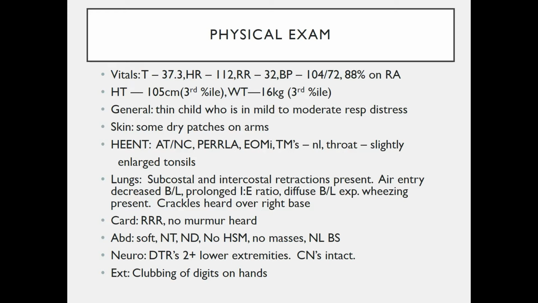Cardiac is regular rate and rhythm with no murmurs. Abdomen is benign. Neuro is normal. And on extremities, he does have clubbing of the digits on his hands.